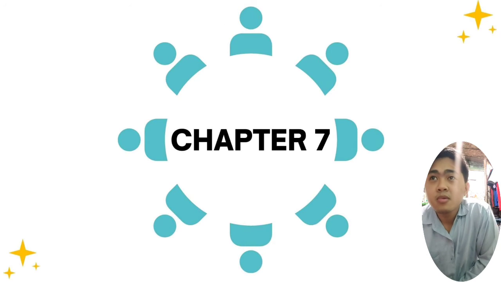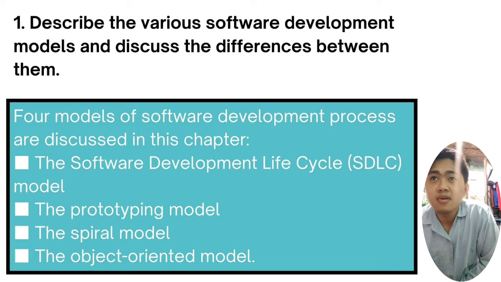Chapter 7 question first: describe the various software development models and discuss the difference between them. There are 4 models of the software development process discussed in this chapter. First, the software development life cycle model. Second is the prototyping model. Third is the spiral model. Fourth is the object-oriented model.